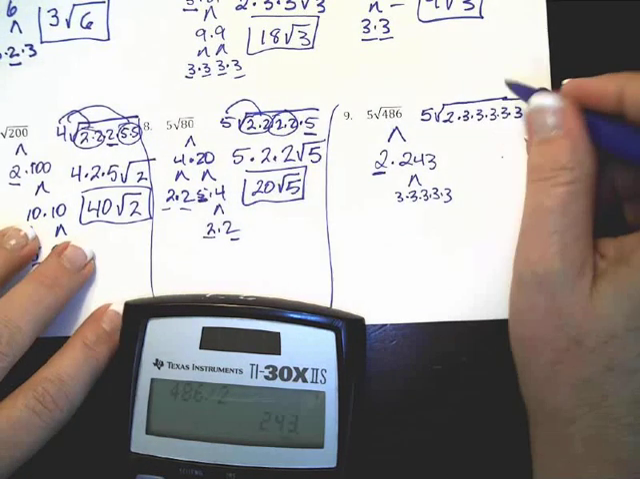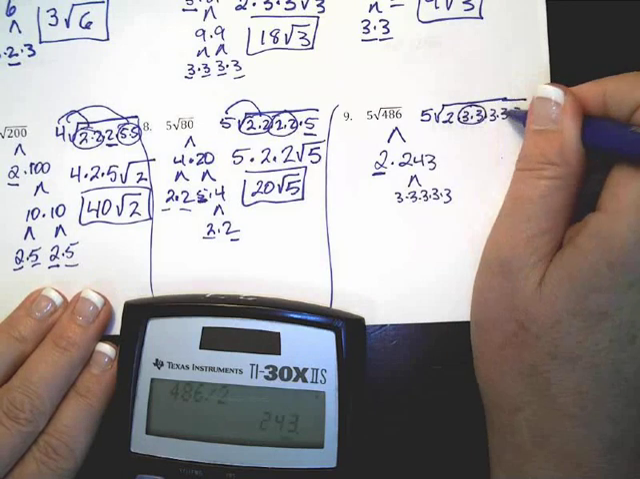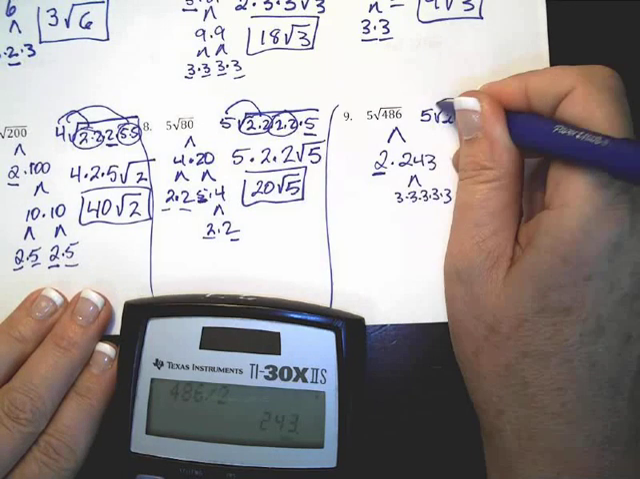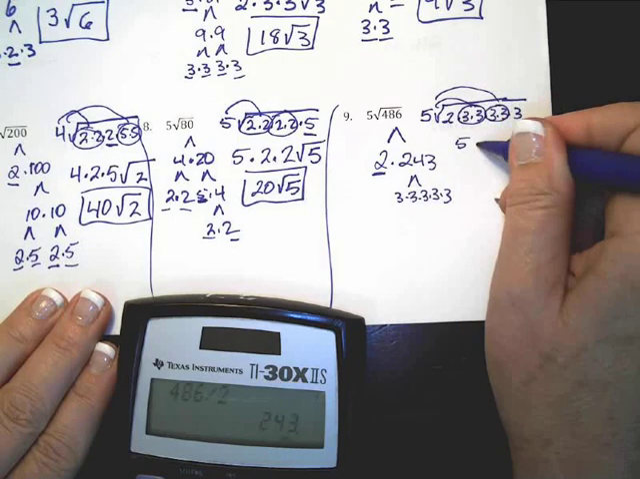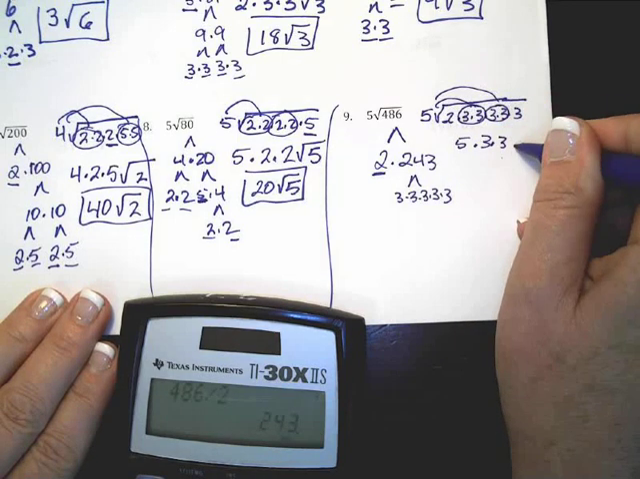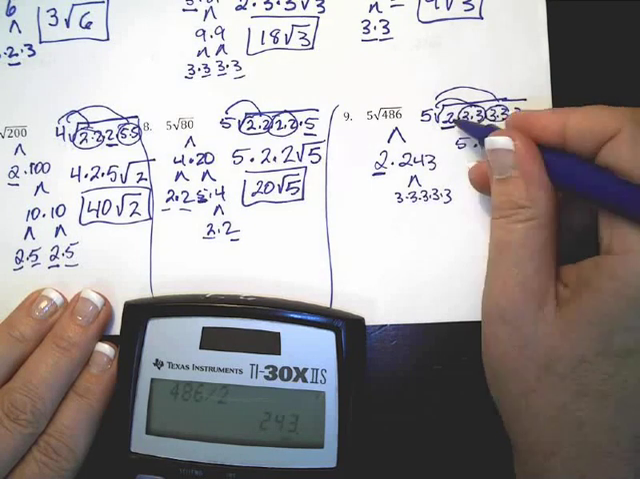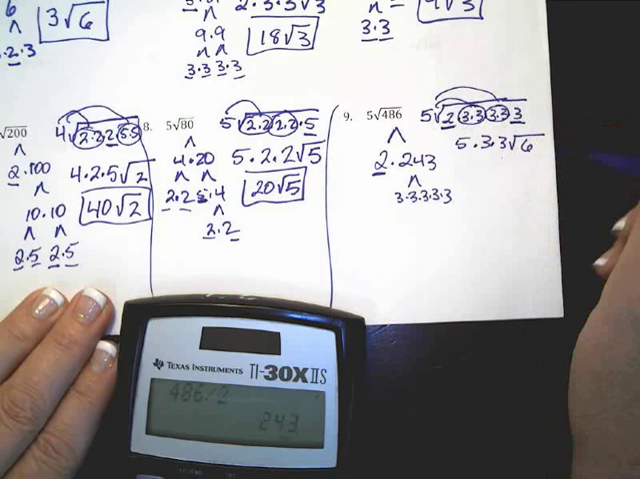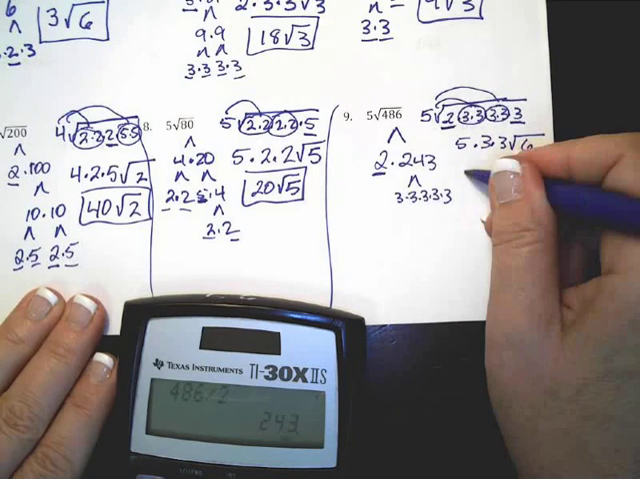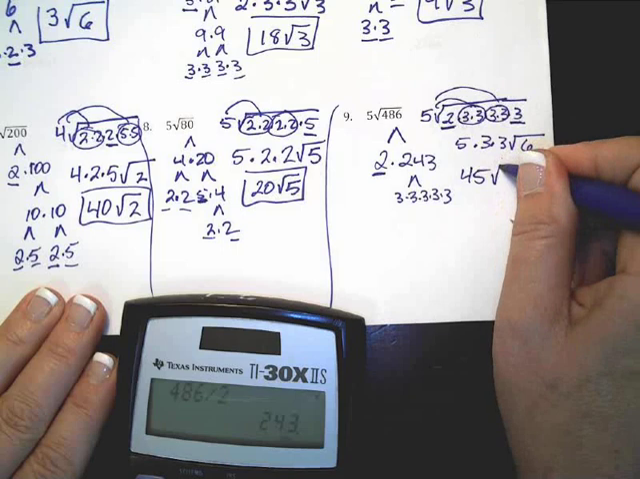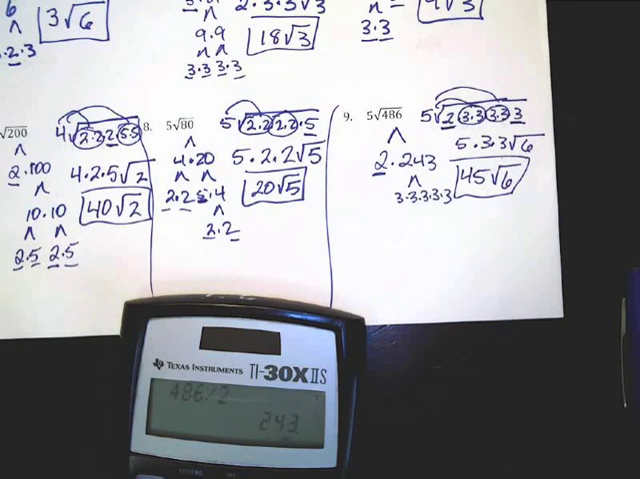Okay, from here let's circle our pairs of numbers. So a pair of 3's go out front and a pair of 3's go out front. So we have 5 times 3 times 3 out front. Underneath the radical we're left with 2 and 3 that we're going to multiply together. 5 times 3 is 15, times 3 would be 45 out front. And then underneath that radical is 6.